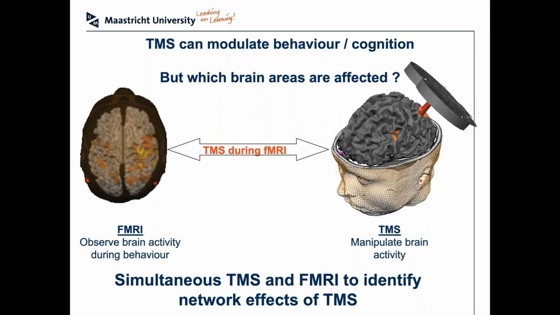So a simultaneous combination of TMS and fMRI, where a subject or patient is in an fMRI scanner doing a task, and while performing the task, you measure brain activity, and then you apply TMS in the scanner, and you have behavioral effects in the scanner, and at the same time, you continue scanning the brain, so you see which exact neural activity changes are underlying these behavioral effects that you see with TMS.